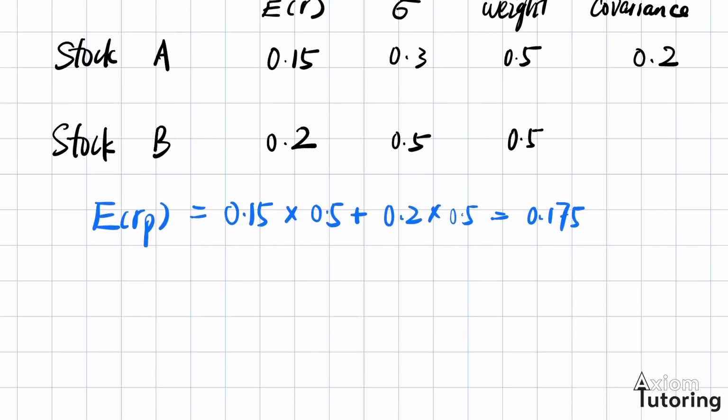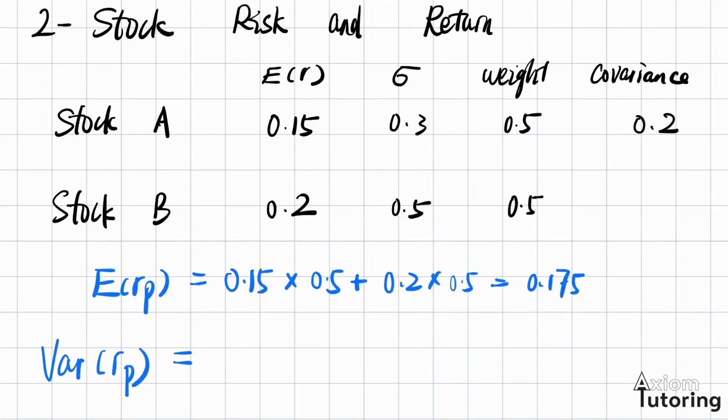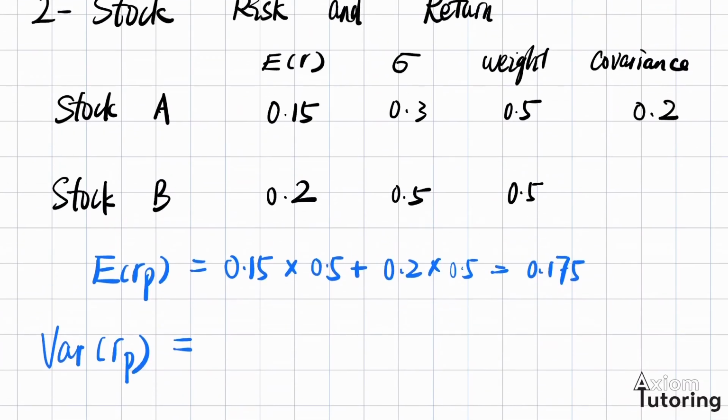So the tricky part is, how do we calculate the variance or the standard deviation for the portfolio return? So let's first do the variance here. The variance of the portfolio is a bit different from the weighted average. So we'll first need the square of the weight for the first stock multiplied by 0.3 squared, which is the variance of the first stock. And we add the weight squared for the next stock multiplied by its variance again. The variance is simply the standard deviation squared here.